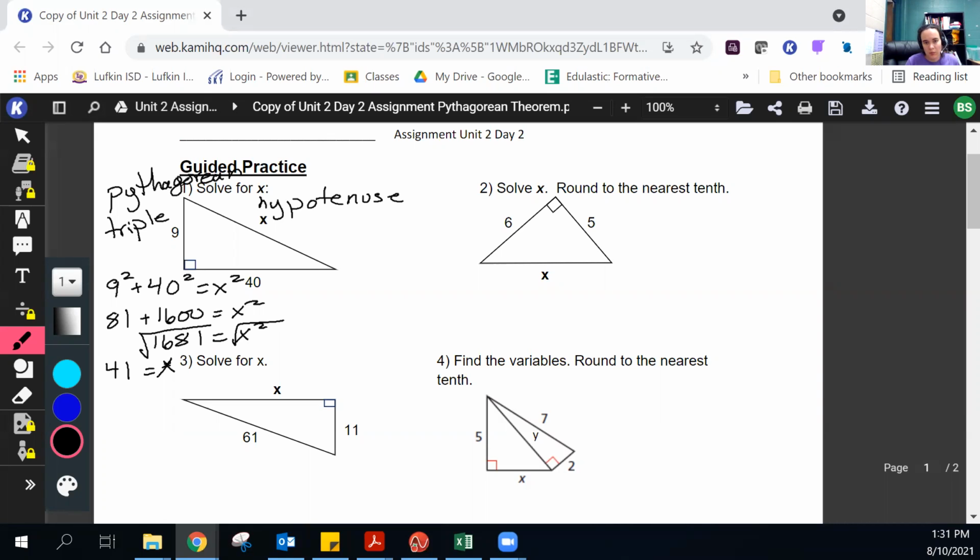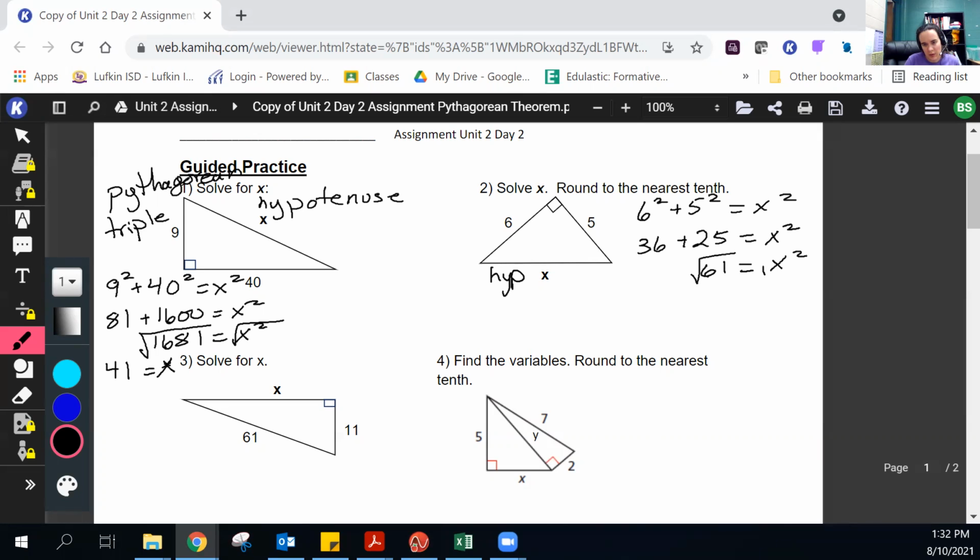Our next one says solve for x, round to the nearest tenth. We have a right triangle. Side across from the right angle is the hypotenuse. Again, that means we can use Pythagorean theorem. 6 squared plus 5 squared equals x squared. 6 squared is 36. 5 squared is 25. And added together, 61.